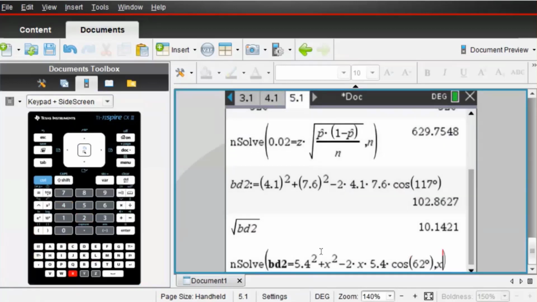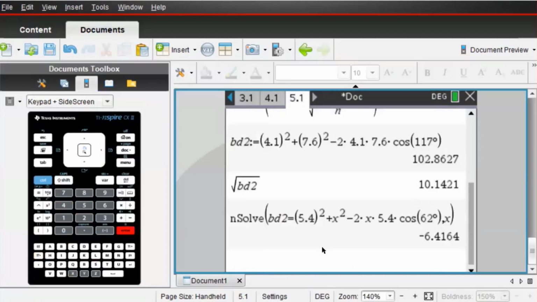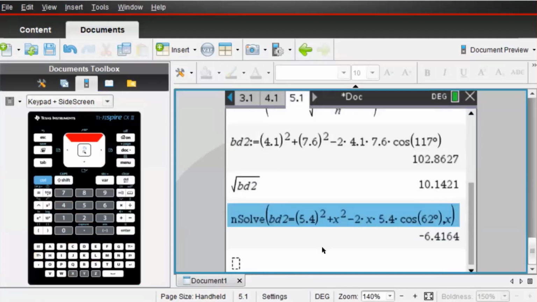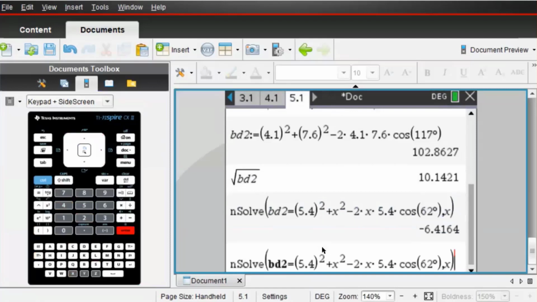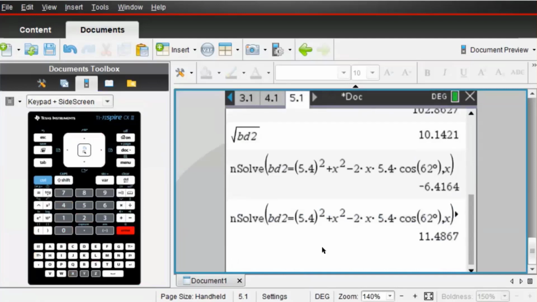And I want to solve that equation for x. Okay, the calculator's given me a negative answer there. Obviously, it's a quadratic. There are two answers. The answer that I want is the positive value. So 11.4867 is the correct answer there.